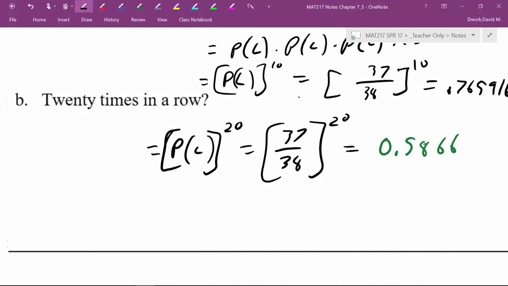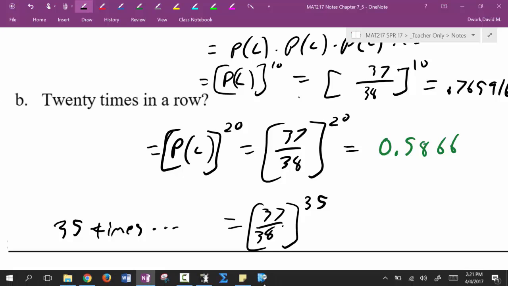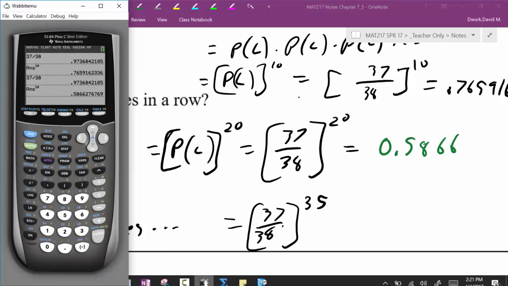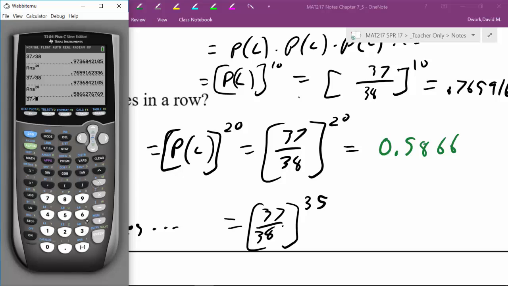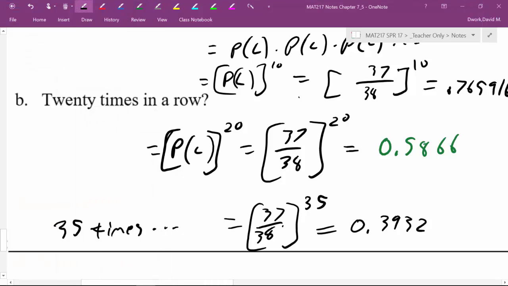What about 30 spins in a row? What would that be? 37 out of 38 raised to the 30th. Actually, you know what? I'm going to be a little strategic about this. I'm going to do it 35 times. There we go. What does that come out to be? This is going to be amazing. 37 over 38 raised to the 35th. And that is 0.3932. So about 40% of the time, you are going to lose 35 spins in a row.